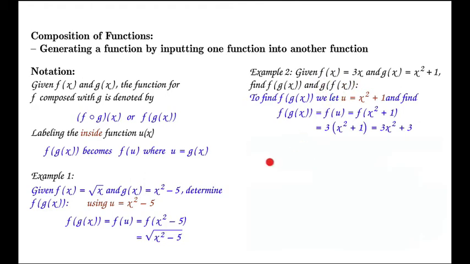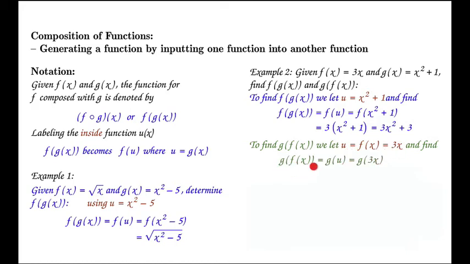Now, let's look at g of f of x. To find g of f of x, we notice that our inside function is the f of x, so we make that the u. And we're going to find g of f of x is g of u, which is g of 3x. So everywhere I see an x in the g function, I'm going to replace it with a 3x. So I see that that means I have the quantity 3x all squared plus 1. So my composite function here is 9x squared plus 1. G of f of x is 9x squared plus 1. Notice, just like we had in our evaluation slide, that f of g of x is not necessarily equal to g of f of x. We have a 3x squared plus 3 and a 9x squared plus 1, and those are not necessarily equal.